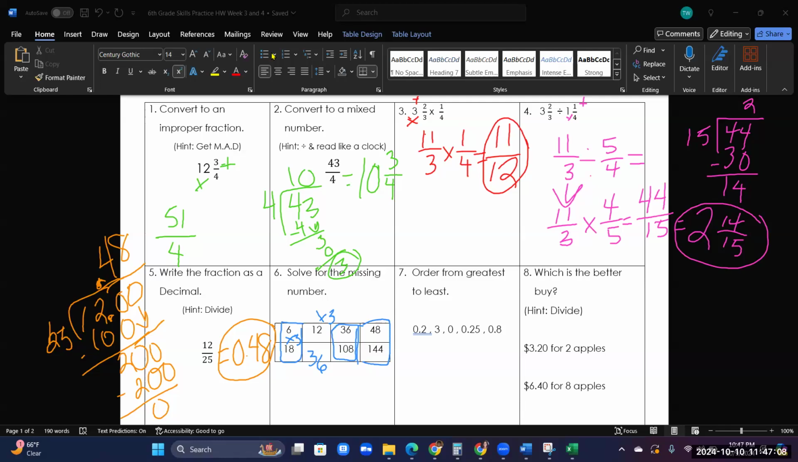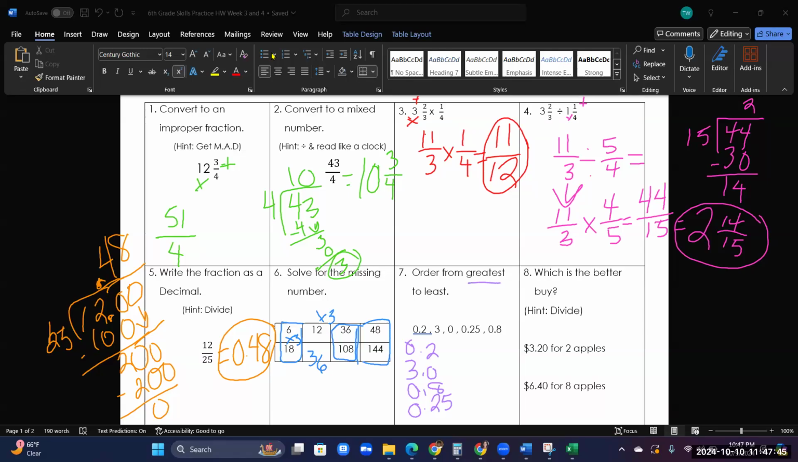All right, number 7 says order from least to greatest. With decimals, you can always line up at your decimal. 0.2. 3 is a whole number, so it will go in front of the decimal. 0, 0.25, and 0.8.